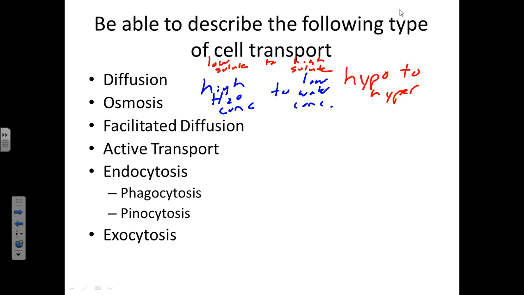It's facilitated diffusion. Active transport's the next one on the list. This is the one that's moving things opposite of the way nature tends to want to move things. Nature wants to move things to get them even, right? So it's always moving from high to low. This is when things get moved from low concentration to high concentration.